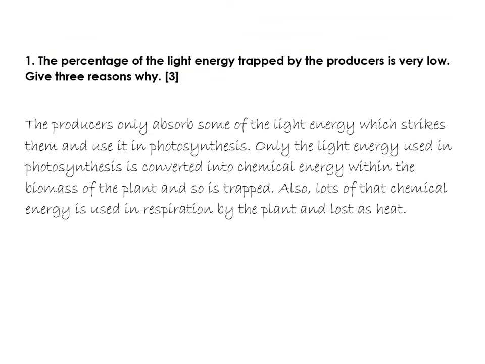The percentage of light energy trapped by the producers is low. Give 3 reasons why. Okay, let's review the answer together. So, the student wrote: the producers only absorb some light energy which strikes them and is used in photosynthesis. We'll get no mark points at all. Okay, so we need to have detail. So they need to say some of the light energy is the wrong wavelength to be used in photosynthesis. So they might even suggest green being reflected.